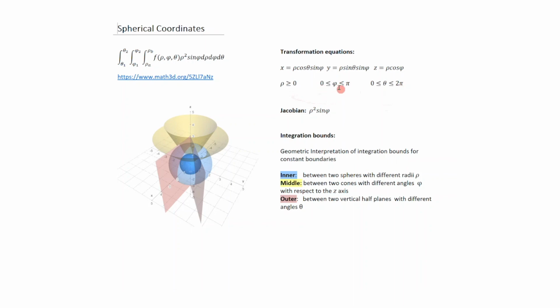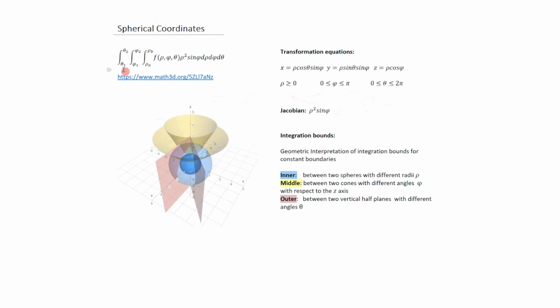If we sketch this out in the form of surfaces, then the inner integral is between two spheres with different radii. So that's what you see here, the blue. The next is between phi 2 and phi 1, which represents cones, right? Phi basically is an angle measured with respect to the z-axis. So if phi is held constant, it means theta can take on any value and rho can be any length. So you see one cone here and another cone here.